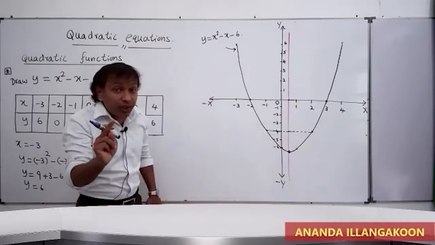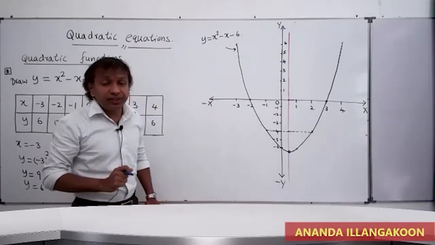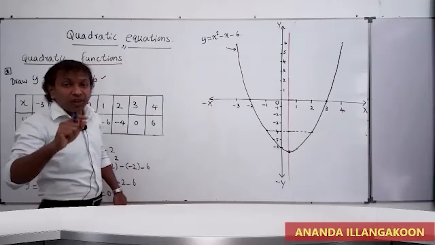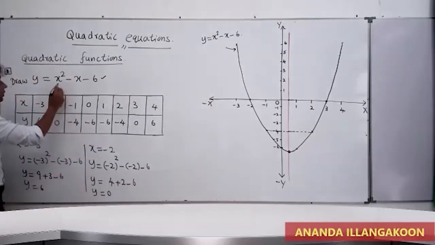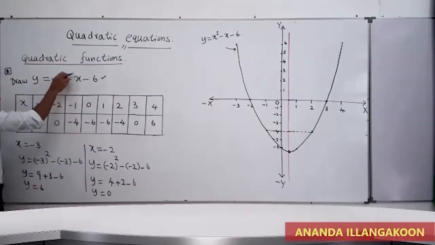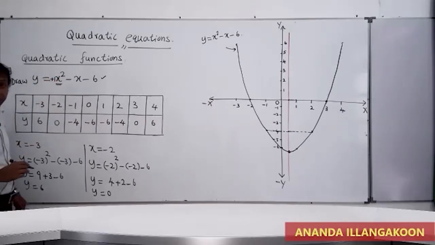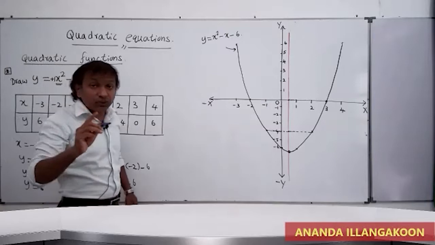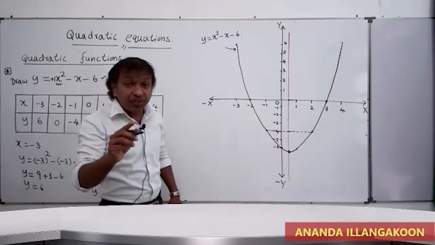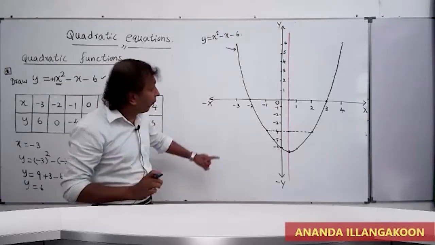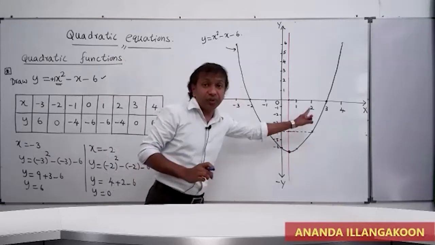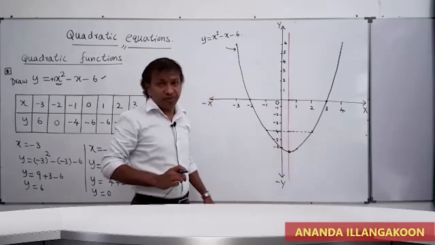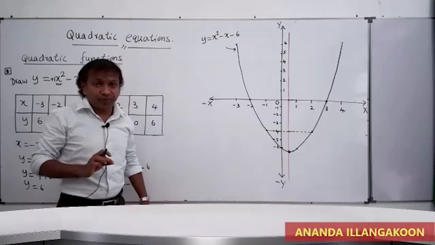People, this way we get a minimum graph, which you can very easily identify from the function. Here, the x squared coefficient is plus 1. If the x squared coefficient is a positive value, we always get a minimum graph. That is the second property.